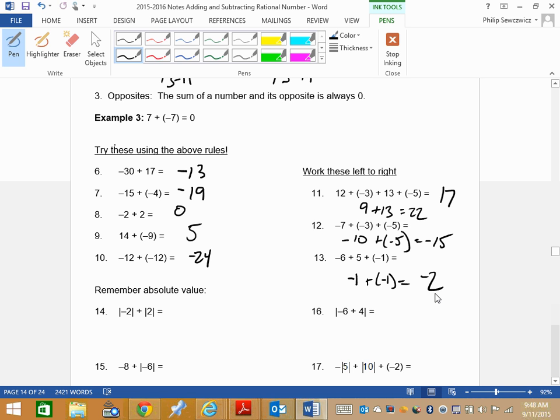And then when I add on a negative 1, it gives me a total of negative 2. All right, so like I said, I know I ran through that fast, but part of this is we just got to get you doing it. We got to get you trying it the entire time.